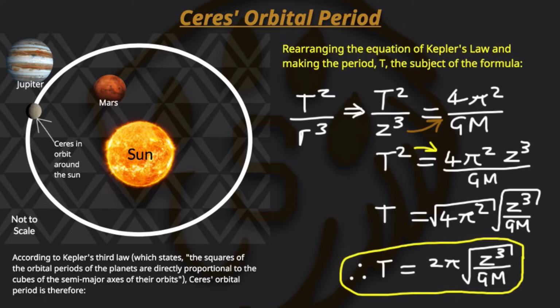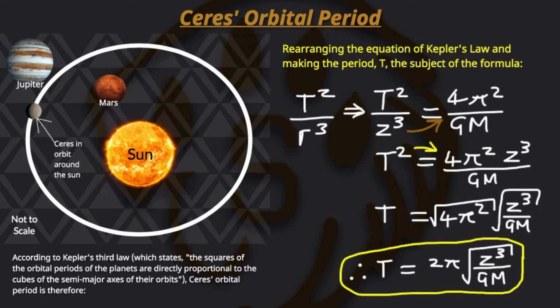As we rearrange, we take that Z cubed variable to the other side of the equal sign, and we end up with T squared equal to 4 pi squared multiplied by Z cubed, all over GM. G is the gravitational constant, and the capital letter M there is the mass of the largest object of the two objects that we are analyzing, or rather we just call it the larger mass.